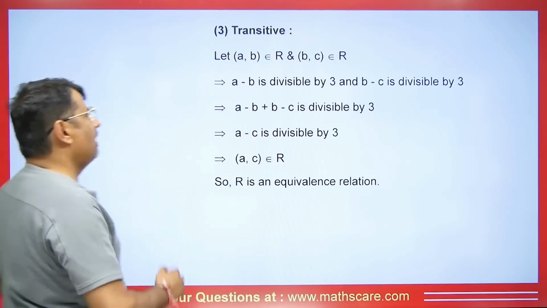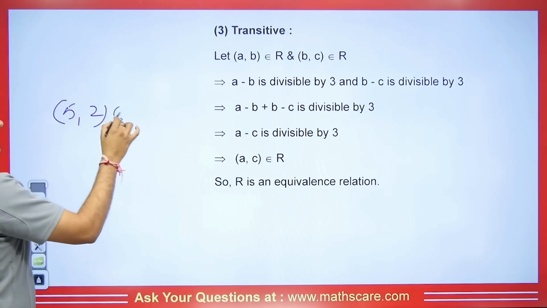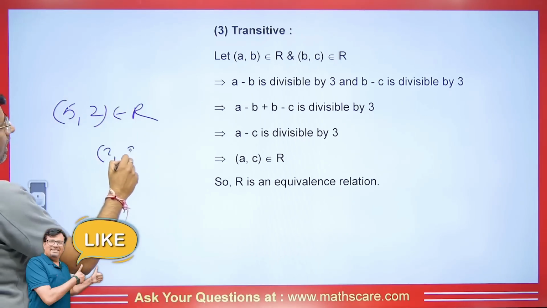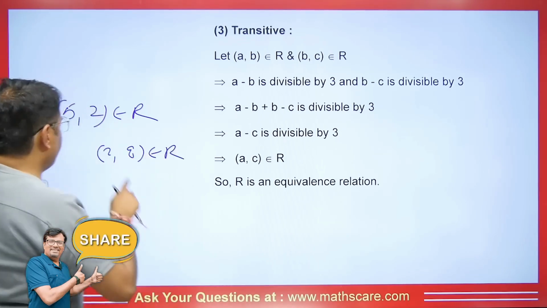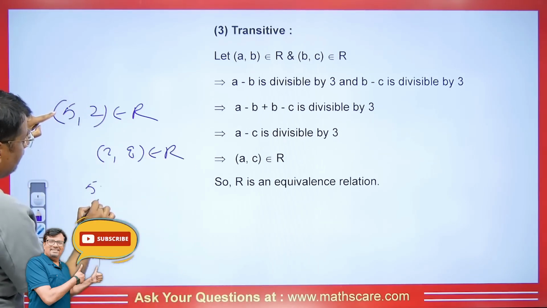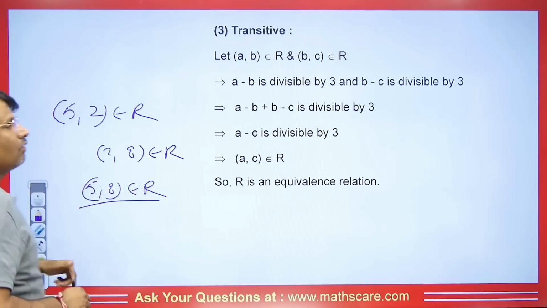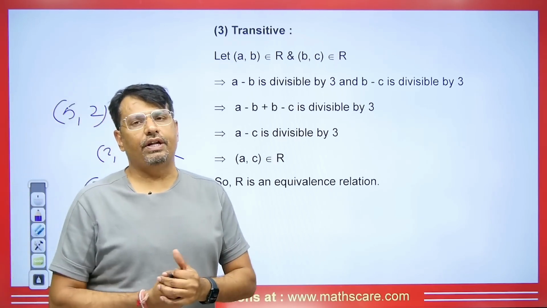Let's take an example. Let's assume I take 5 and 2. The difference is 3. It is divisible by 3, right, students? Then for 2 and 8, the difference is minus 6, which is also divisible by 3. This means that (5,8) should also go in R, which means the difference should also be divisible by 3. That is exactly minus 3, which is divisible by 3. The transitive property will be satisfied.